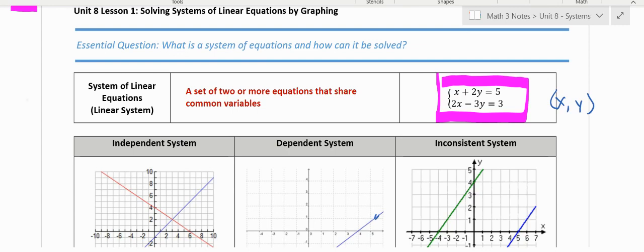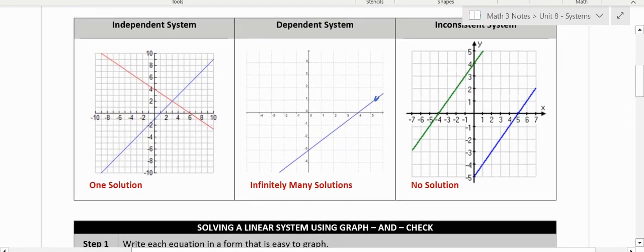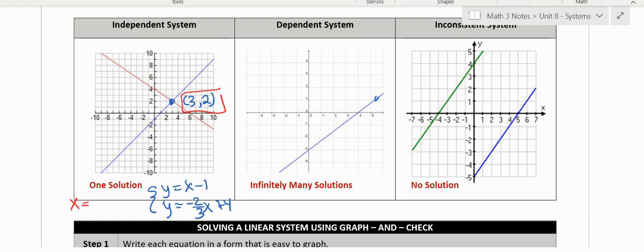and that would be considered our solution. So if you remember, for linear systems, we have three possible scenarios. You can have where it's one solution. So for example, in this graph, we have one line that is y equals x minus 1. We have one equation that is negative 2/3 x plus 4. If I graph these two, they have an intersection at (3, 2), and that would actually be the solution to my system. So that means that when x is 3, y is 2, that would satisfy both of those equations at the same time.